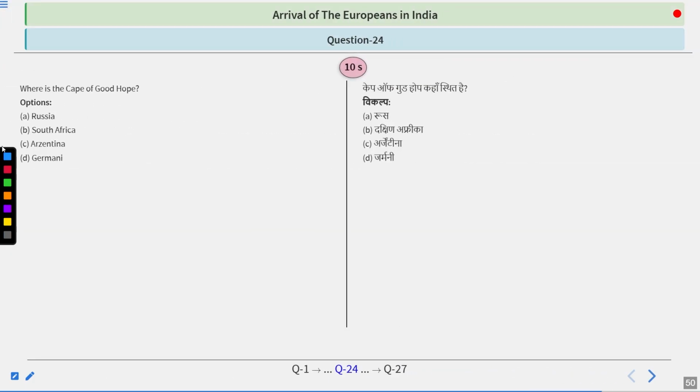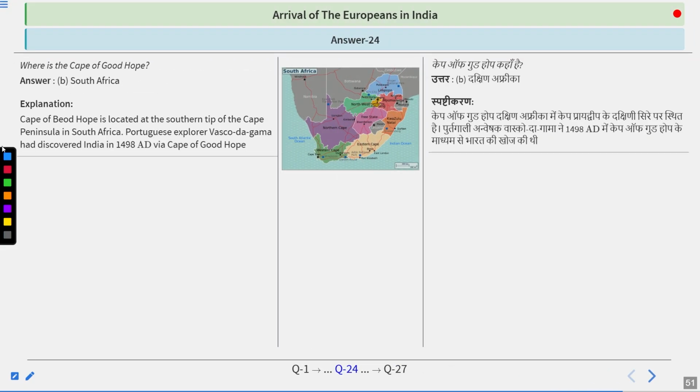Where is the Cape of Good Hope? Russia, South Africa, Argentina or Germany? Try to find out the answer. And your answer is quite right. The answer is South Africa. The Cape of Good Hope is located at the southern tip of the Cape Peninsula in South Africa. Portuguese explorer Vasco da Gama discovered India in 1498 via the Cape of Good Hope. So remember, answer is South Africa.